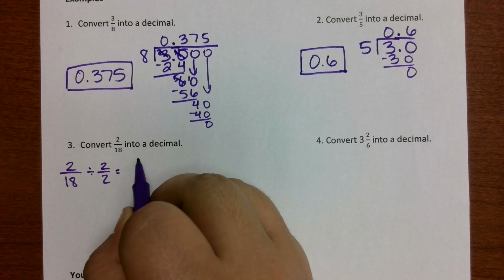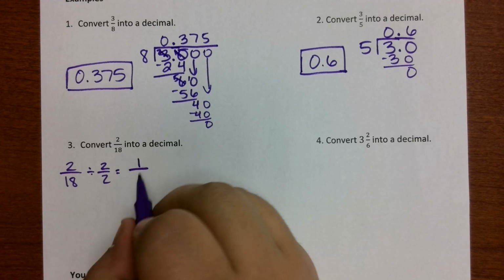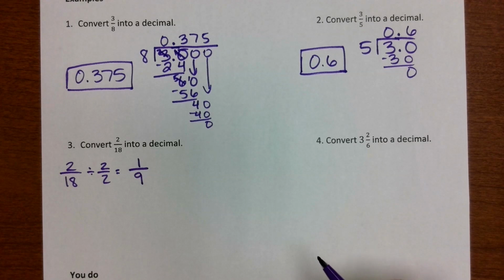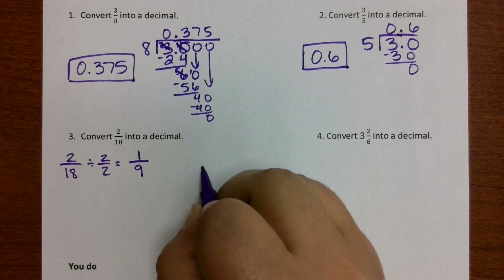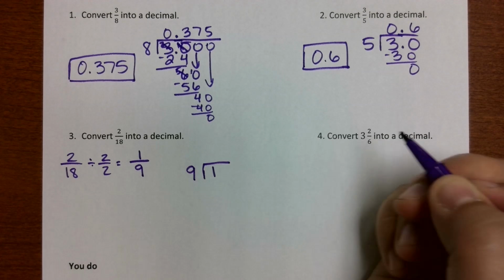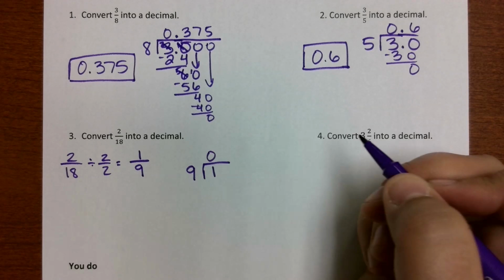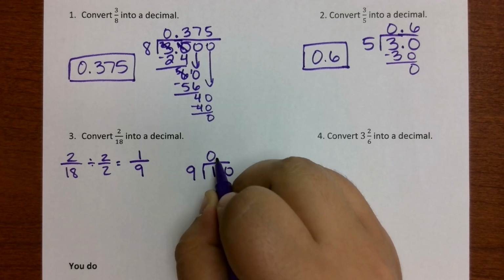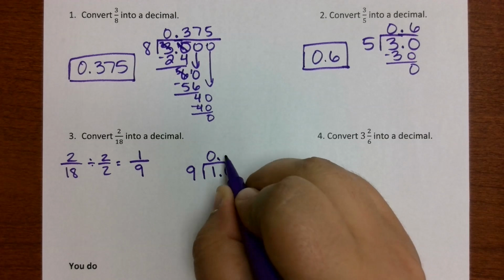2 divided by 2 gets me 1. And then 18 divided by 2 gets me 9. And now I can go into my division. Top in, bottom out. 9 can't go into 1. Put a decimal and a 0, decimal up. 9 goes into 10 one time.